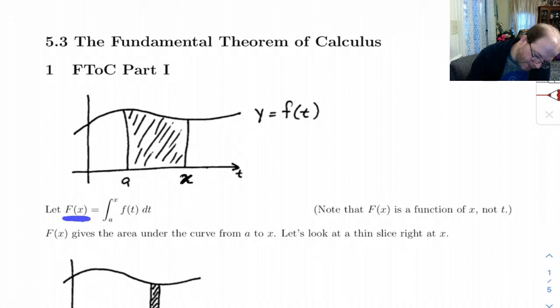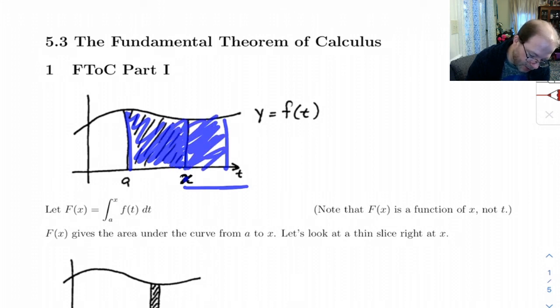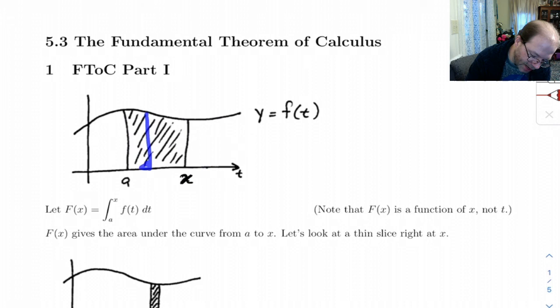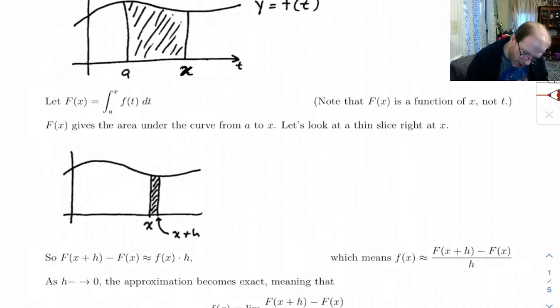And I'm making my capital F be this function that tells us the area starting here and going up to x. So all this. And the idea here is if this were an animation, I could move this x back and forth and get larger areas or smaller areas by sliding it back here and only getting this. But the idea is this capital F tells us the area starting at a and going out to x. So F of x gives the area under the curve from a to x.